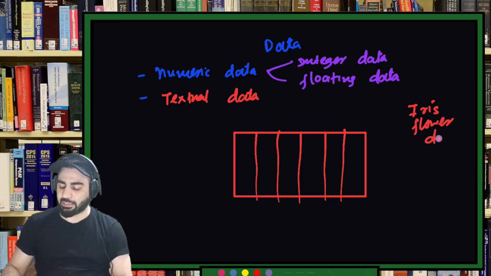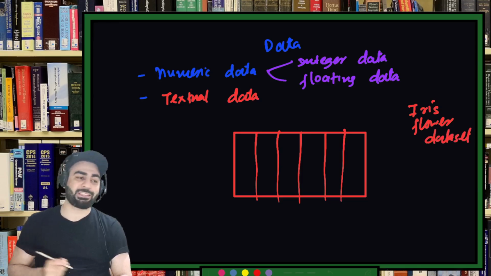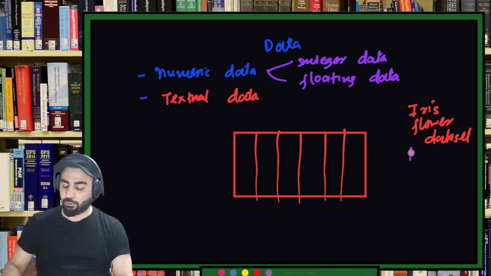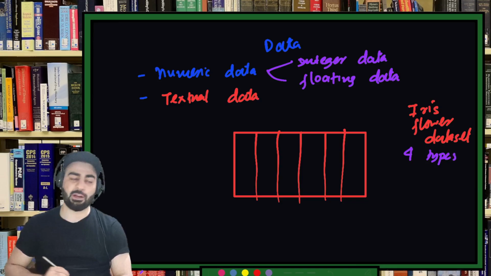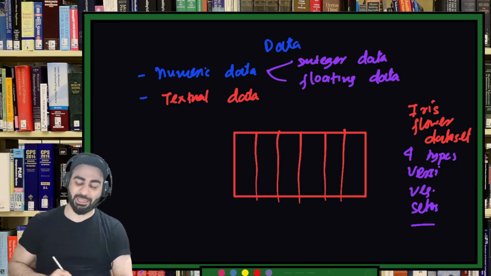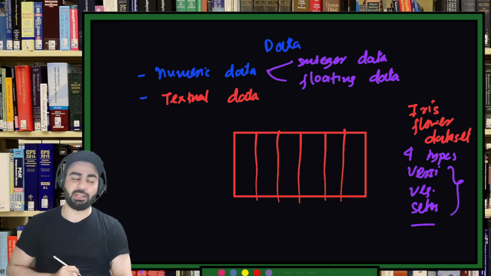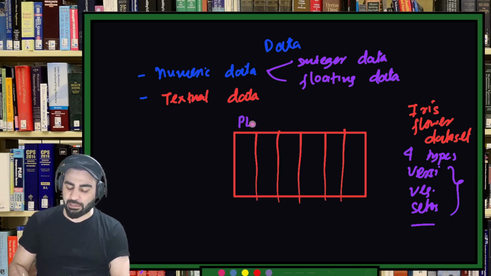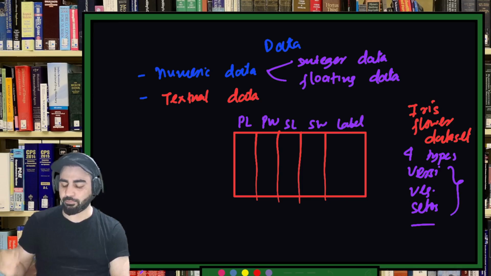In this data set we have certain features about flowers. There are 4 types of flowers: versicolor, virginica, setosa, and something else, which I don't remember the name of. The features of each flower are petal length, petal width, sepal length, and sepal width. Maybe the last one is the label. This will be our data type.